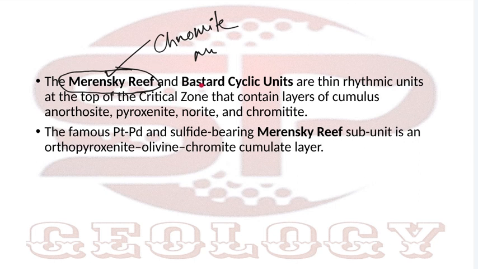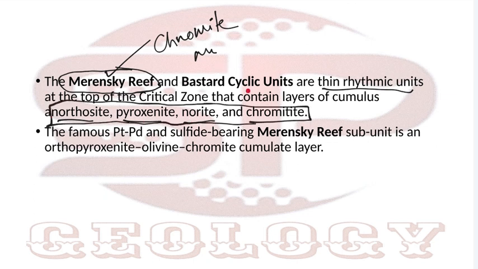Here there are thin rhythmic units of anorthosite, pyroxenite, norite and chromite. These are rhythmic units. These are called the Bastard cyclic units, available in the Merensky Reef.